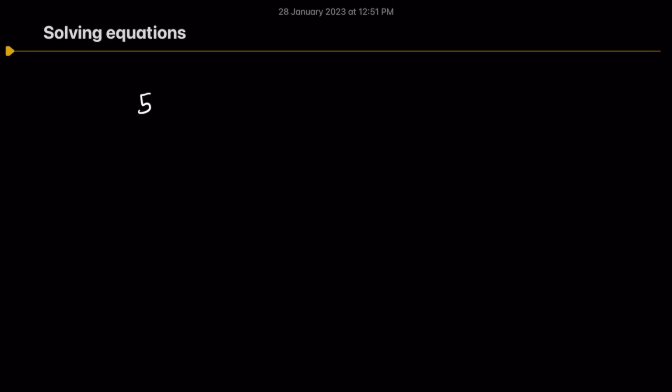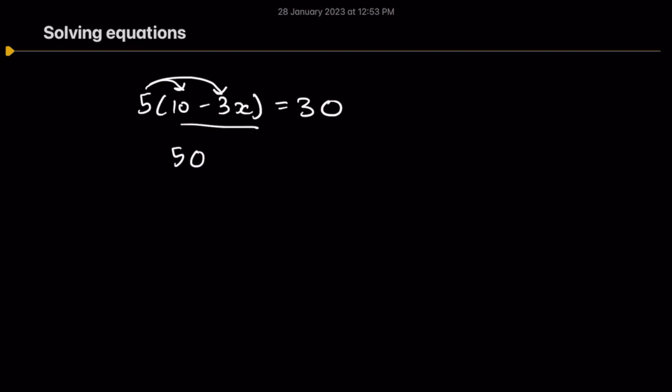Let's try another equation. Let's say we have an equation 5 bracket 10 minus 3x bracket is equal to 30. First, what we have to do is expand this bracket. So you multiply the outside term with all the inside terms. 5 into 10 is 50 and 5 into minus 3x is minus 15x is equal to 30.